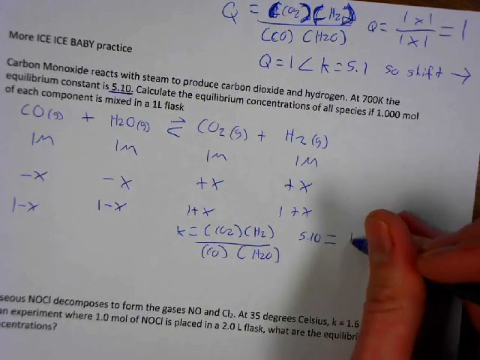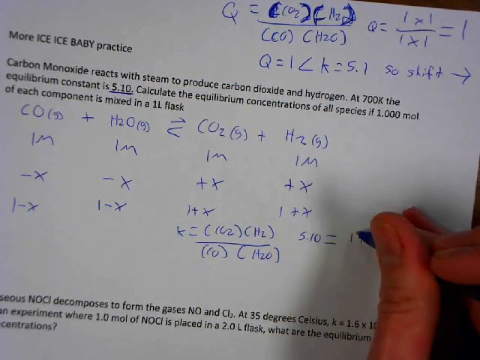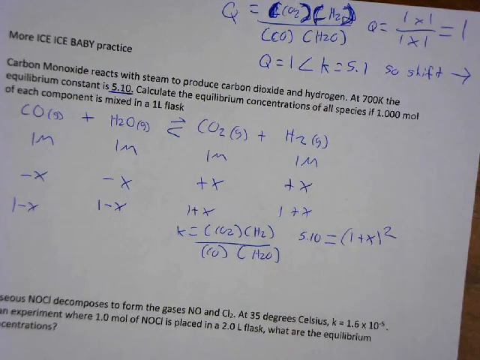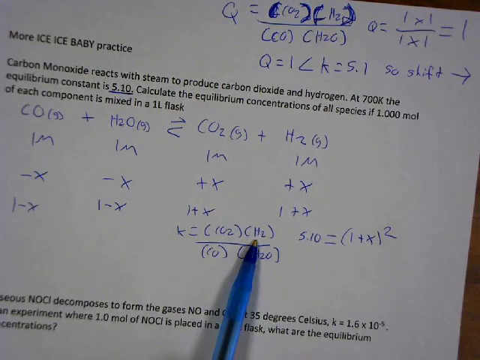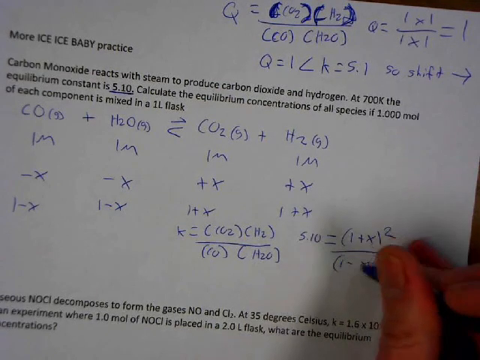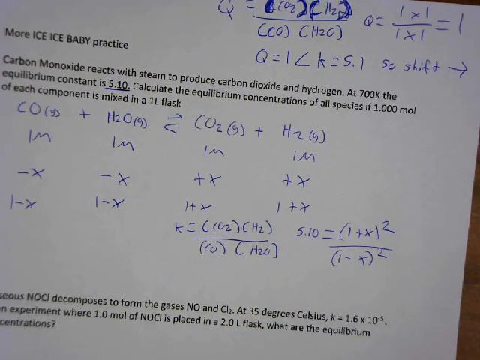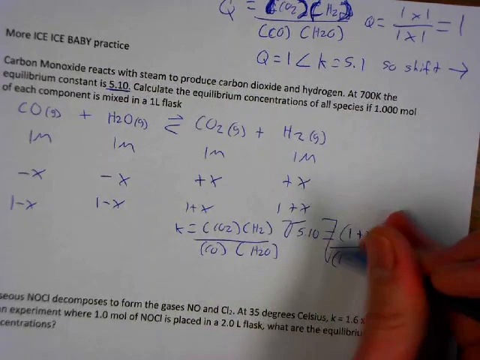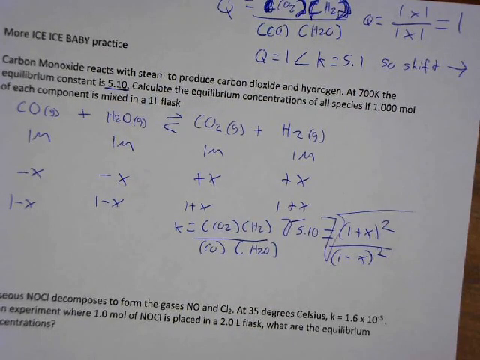5.10 is going to equal 1 plus X times 1 plus X over 1 minus X squared. What am I going to have to do to those things? Square root, right? Why would I not take the square root of both of those?